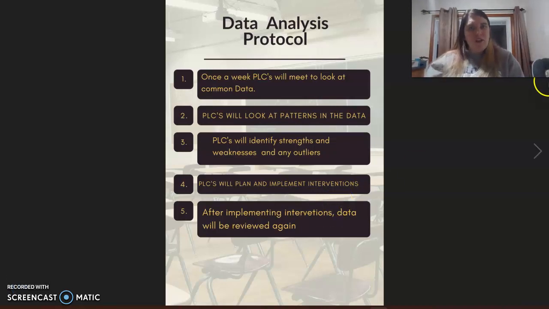So I'm going to go over my data analysis protocol. Once PLCs meet to look at common data, they will look at the patterns in the data, notice any similarities and differences. They will then identify the strengths, weaknesses, and any outliers.